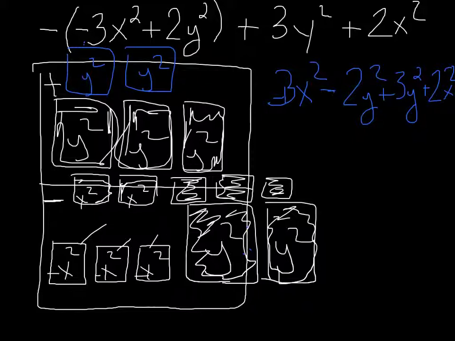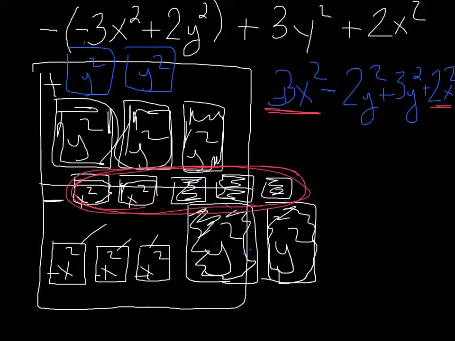So there we go. Now let's talk about what happens. What happens to all these x squares here? Well, they're the same, so I'm going to add them. 3x squared plus 2x squared is 5x squared. That's what we have right here.